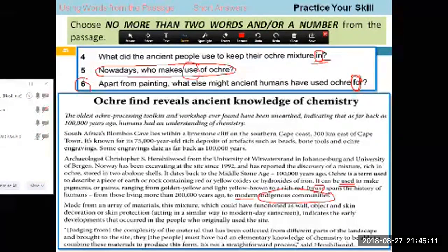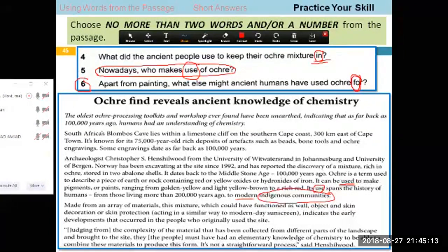Decoration and skin protection. Now, decoration is one word and skin protection is three and four words. We have a limit, no more than two words. Then it will be like decoration, protection. No, protection doesn't make sense here.